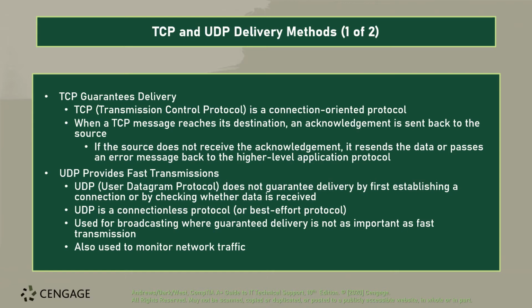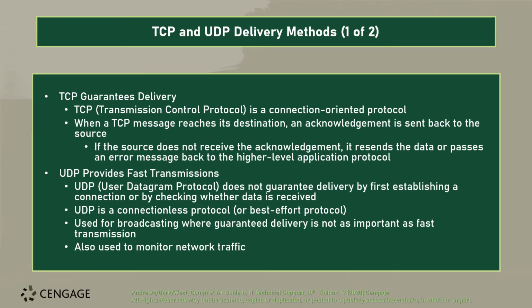Now, TCP deals with guaranteeing delivery. Transmission Control Protocol is a connection-oriented protocol, meaning that it has to establish a three-way handshake before it begins transmitting. When a TCP message reaches its destination, an acknowledgement is sent back, and if the source does not receive the acknowledgement, it will either resend or pass an error message back. So this allows you to determine whether or not your transmissions are working correctly.